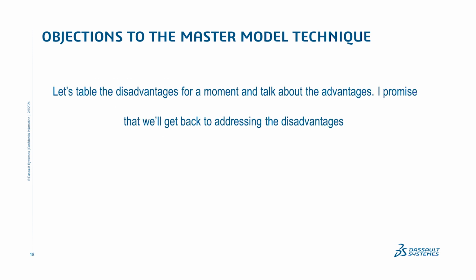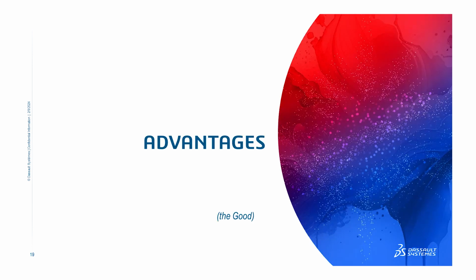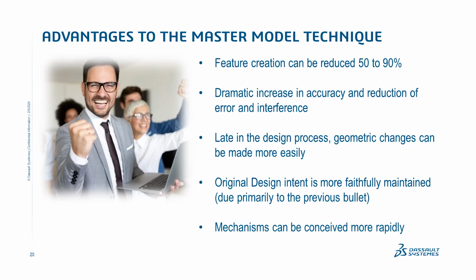So we've talked about the disadvantages. Let's talk about the advantages of master model. And I'm hoping that for some of you, the advantages outweigh the disadvantages. So one of the biggest advantages of master model is the fact that you're reducing your work by up to 90%. If you can imagine multiple parts of a product, a lot of the features amongst those various parts are sharing their features.